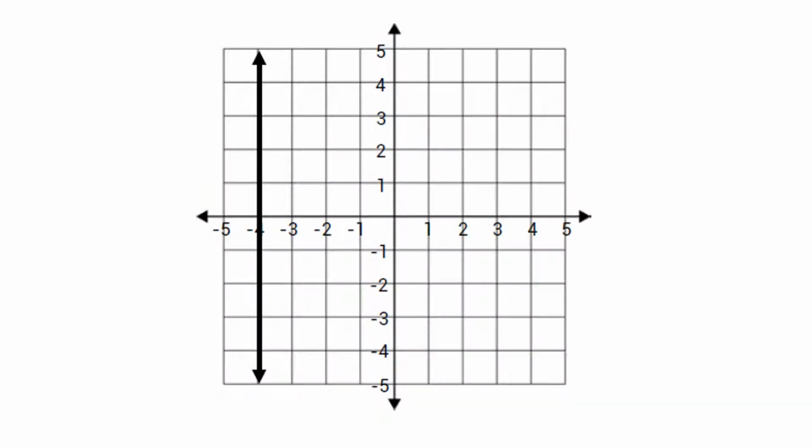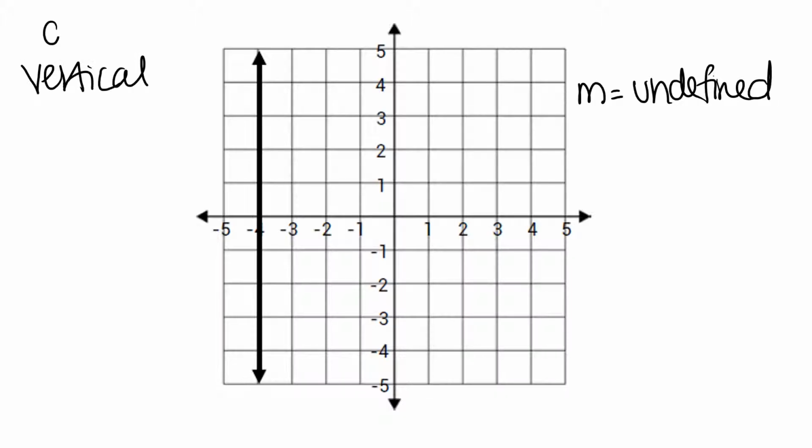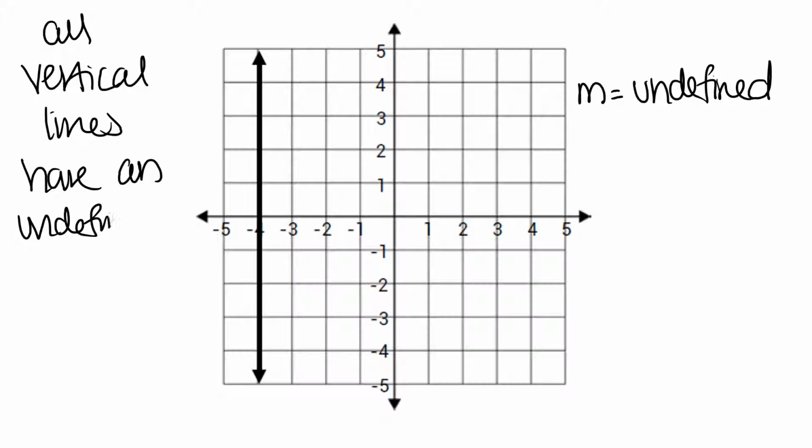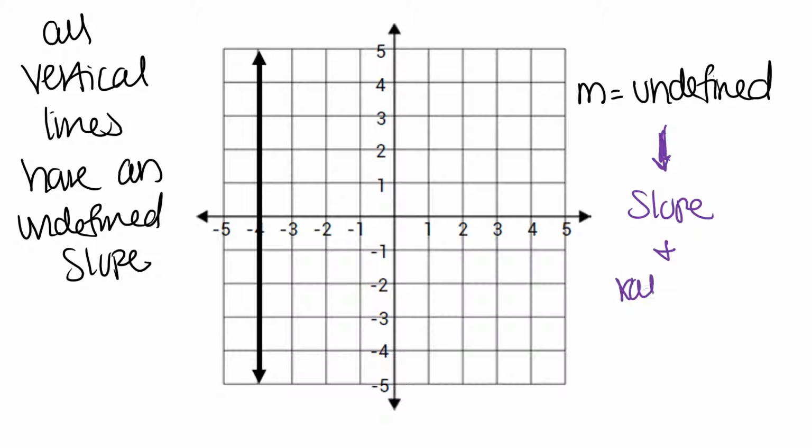Any line that goes straight up and down has a slope that is undefined. A vertical line has an undefined slope. All of them, no matter where they are in the graph, all of them are undefined. That is the slope and the rate of change.